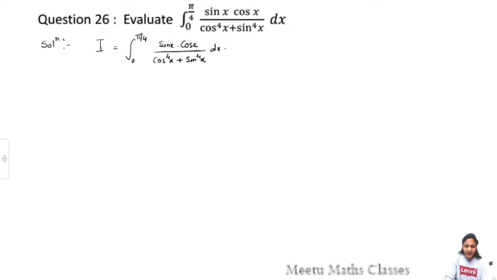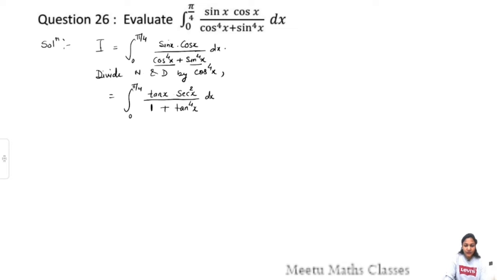So we can do one thing, we can divide by cos raised to power 4x. So we are going to divide numerator and denominator by cos raised to power 4x. So we will get integral 0 to pi by 4. Dividing by cos raised to power 4x, one cos will cancel, one will merge with sin to become tan x, and two cos will become sec square x. Okay, when you divide cos raised to power 4x by itself, it will give you 1, and sin raised to power 4x divided by cos raised to power 4x, you will get tan raised to power 4x into dx.